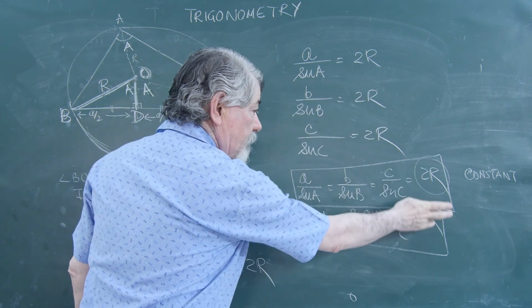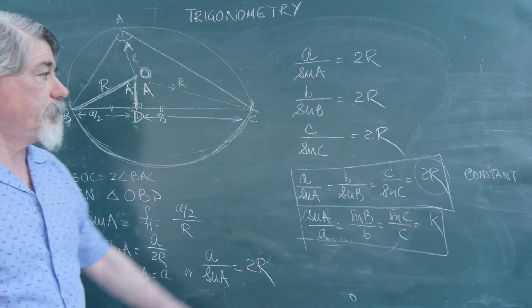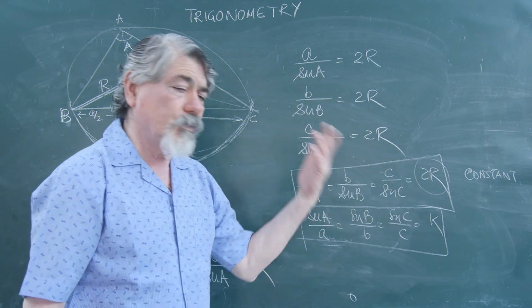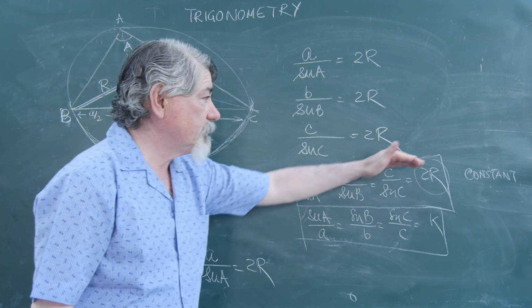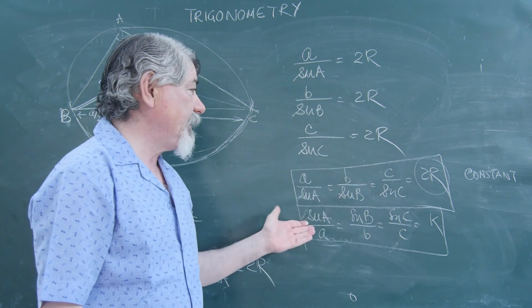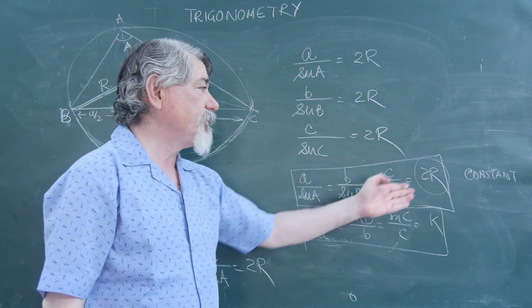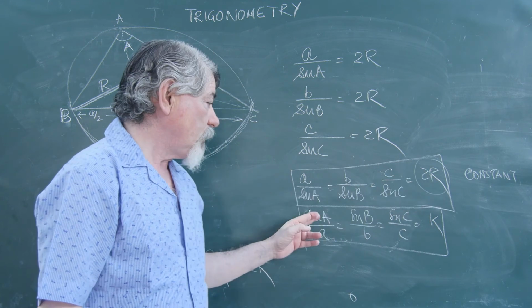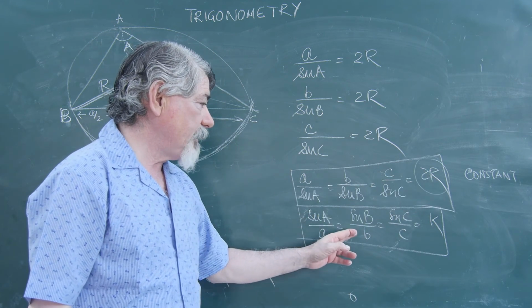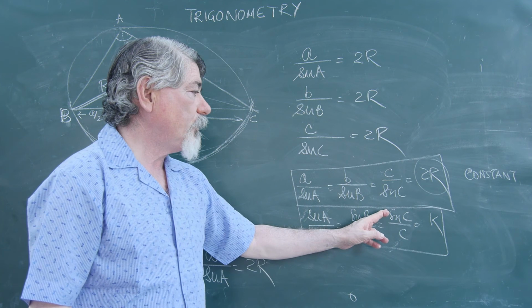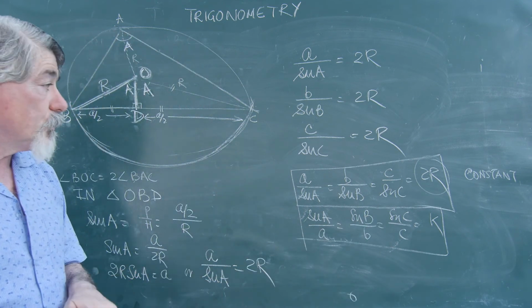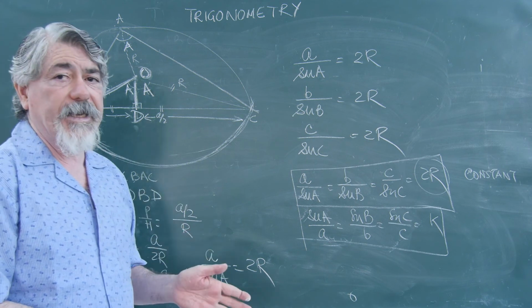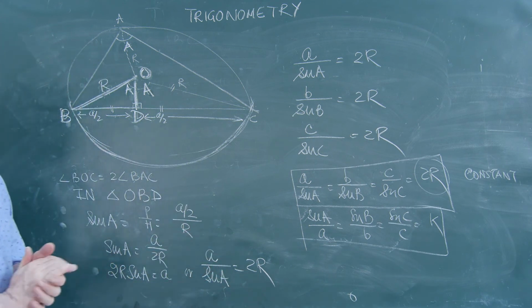If I reverse it and make it sine A upon a, sine B upon b, sine C upon c, then 1 upon 2R will be another constant, because 2R is a constant. So the reverse of a constant will also be a constant. This formula, a upon sine A or b upon sine B or c upon sine C is equal to a constant, or sine A upon a is equal to sine B upon b is equal to sine C upon c is equal to a constant, is called the sine rule.